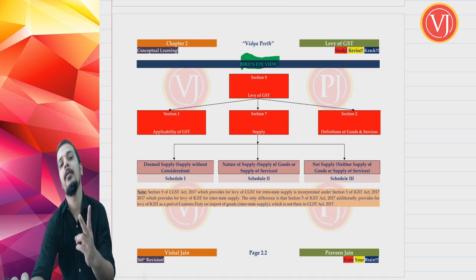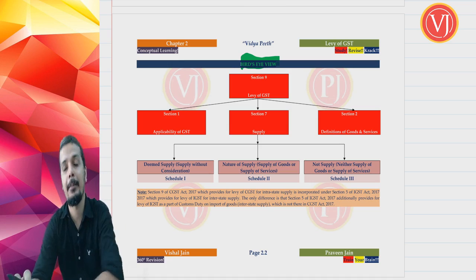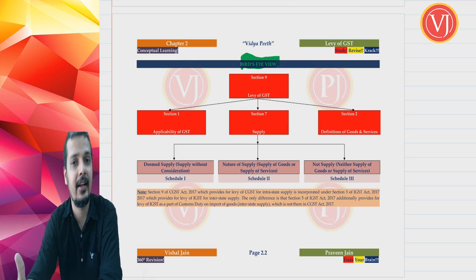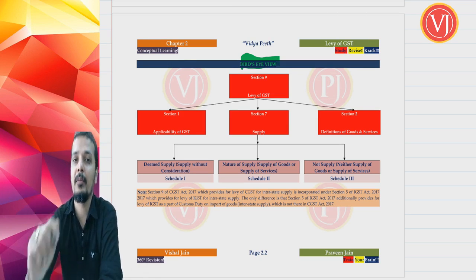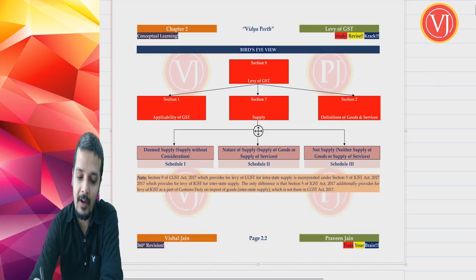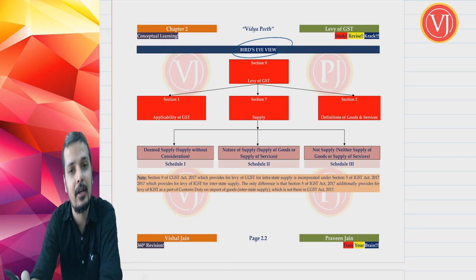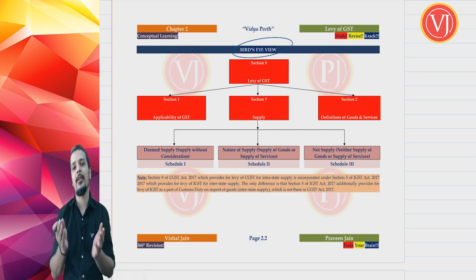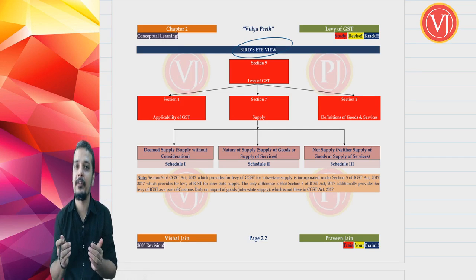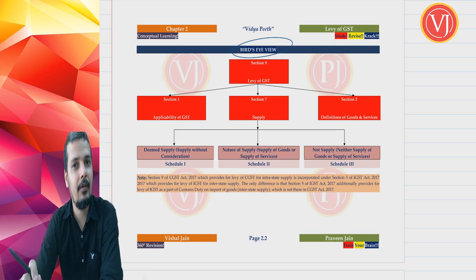I mean, we'll be fulfilling 2 points. First, we will know the scope of this chapter. What are we going to discuss in this entire chapter? That will be the first objective of the bird's eye view. And there is one more objective, whereby we'll clearly know what the sections, rules and notifications are that we are going to discuss in this particular topic. Right, so you will have clarity on all the sections, rules and notifications that are going to come in this particular topic.